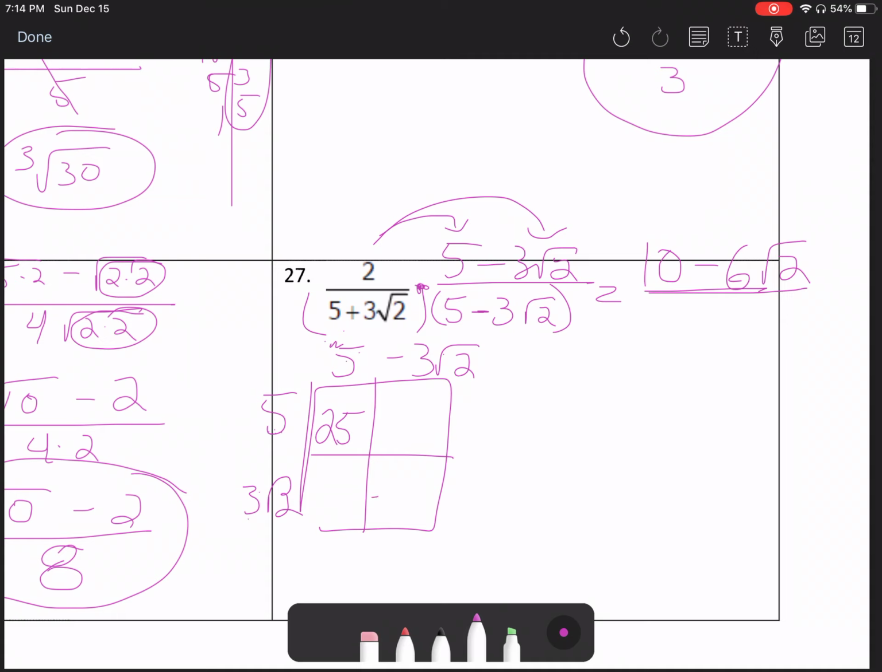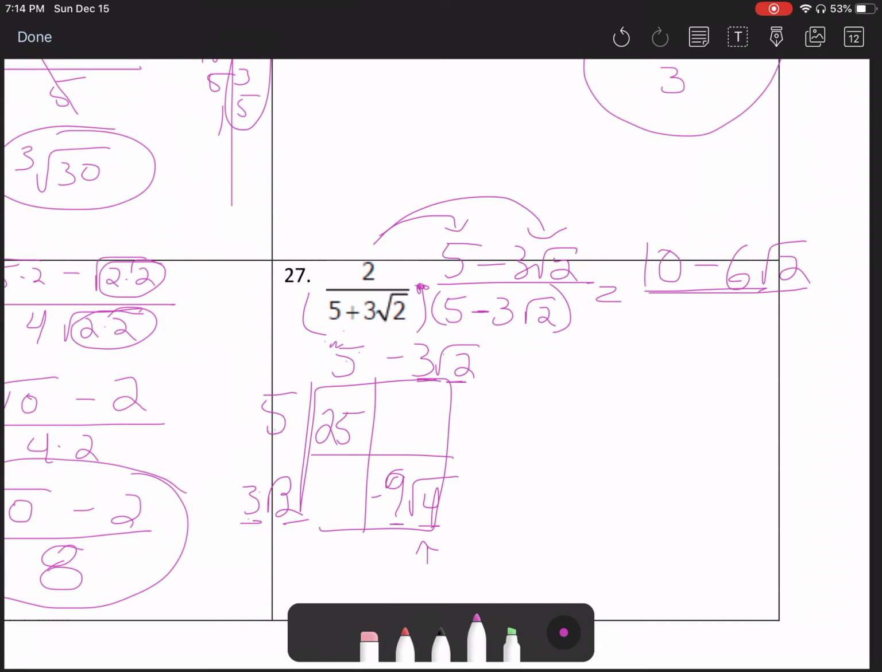So 3 times negative 3 is negative 9, and radical 2 times radical 2 is radical 4. So basically, you're going to be squaring these terms as well, and that's what's going to end up here. And what you'll see if you can think ahead a little bit is this ends up being a whole number. We have no radicals here.